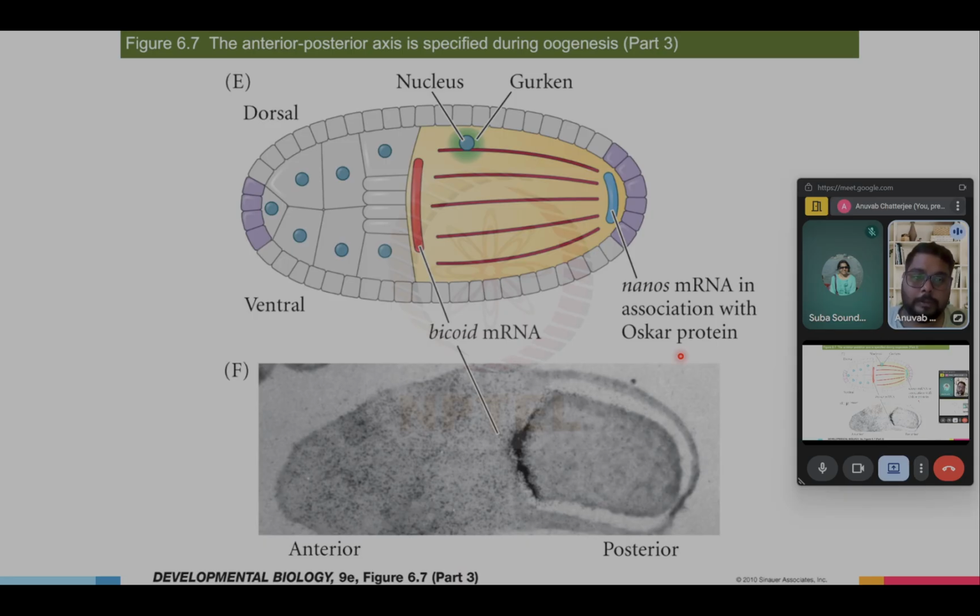So we were so far in the story that we have anterior posterior specified, and now we are going to look at how dorsal and ventral is specified. The first thing that happens, as I said, is that the nucleus along with the halo of Gurken proteins travels to the dorsal anterior. This is the initiation for dorsal ventral axis specification.